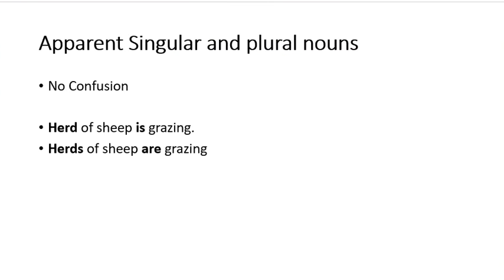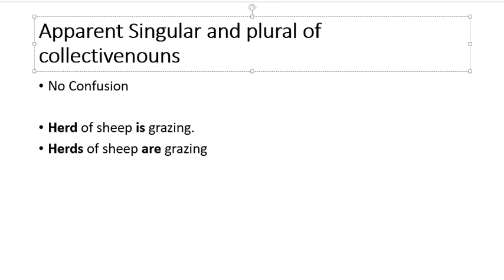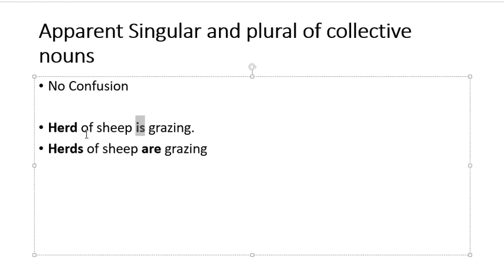Here, there is no confusion in apparent singular and plural nouns, plural of collective nouns, like herd and herds. Herd of sheep is grazing and herds of sheep are grazing. So now singular with singular, plural with plural. So apparently the plural of herd, a collective noun, is herds, so there's no problem.